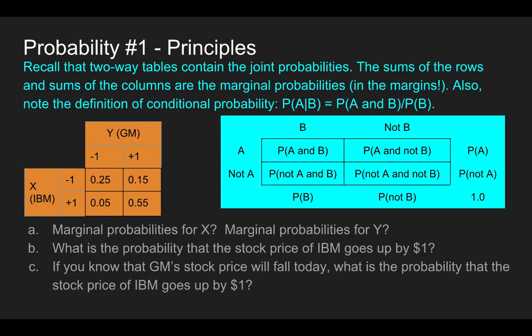Recall that two-way tables contain joint probabilities. The sums of the rows and the sums of the columns are the marginal probabilities. Also know the definition of conditional probability: P of A given B is P of A intersection B divided by P of B. So what do you guys know about marginal probability? Anyone?